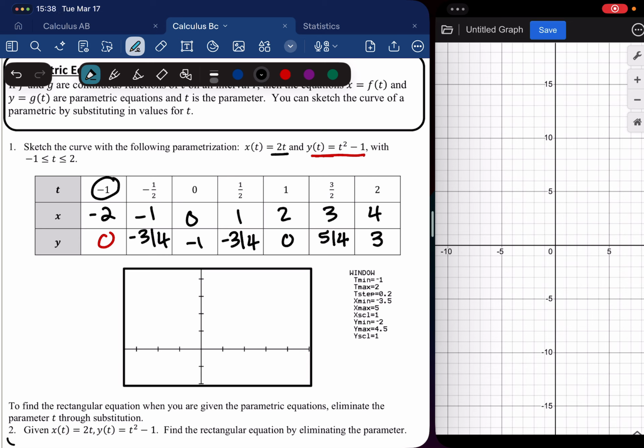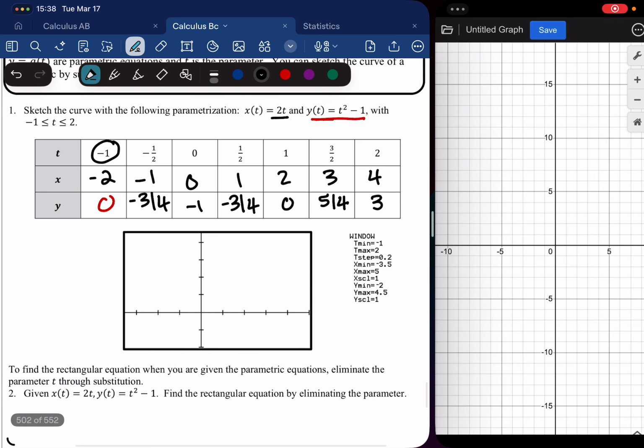Okay, so these are all the corresponding x, y values for each of the t values. Notice that this is x and y, so I can actually take these and write it as a point x, y, and plot it on the graph below. So I'm going to do that now. So -2, 0 would be the first one. Then I'm just continuing and plotting the rest.